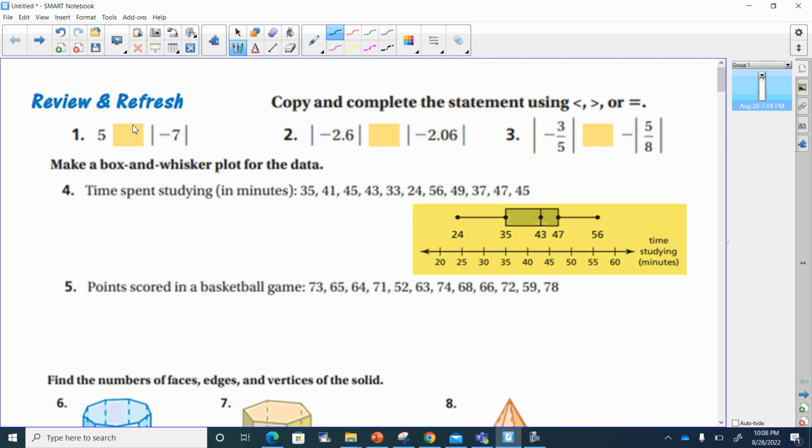Number one, we see 5 is something that, is it less than, greater than, or equal to the absolute value of 7? The absolute value of negative 7, excuse me, is 7. 7 is definitely bigger, so this is less than.